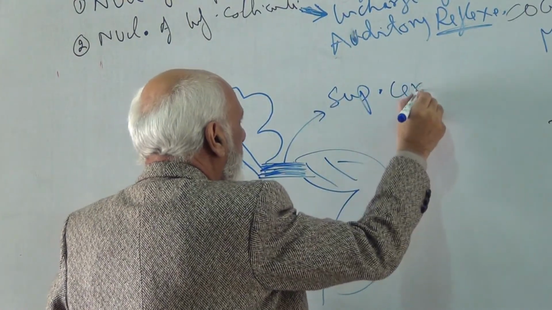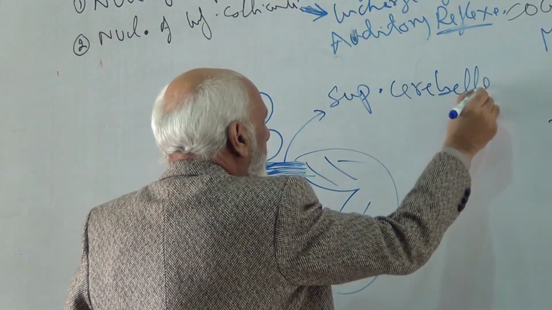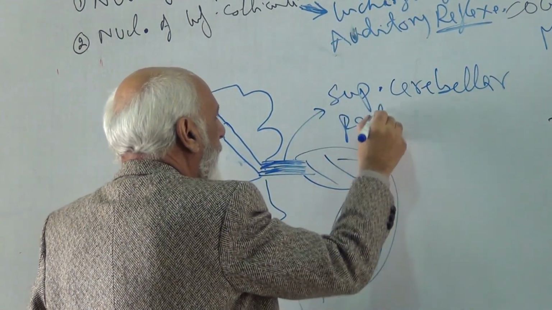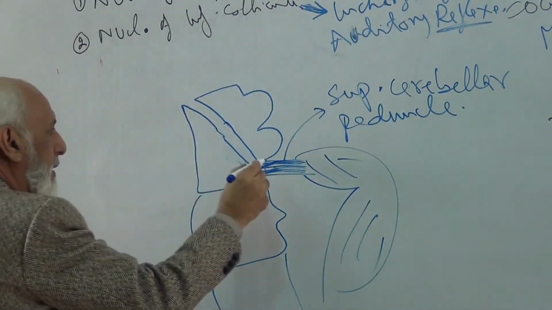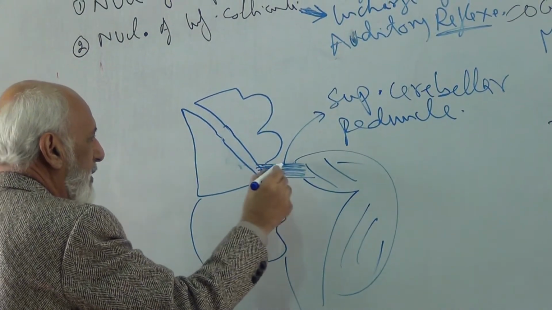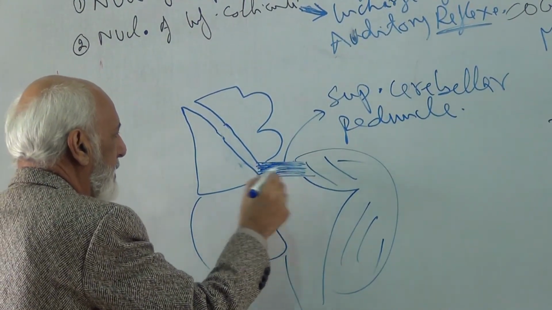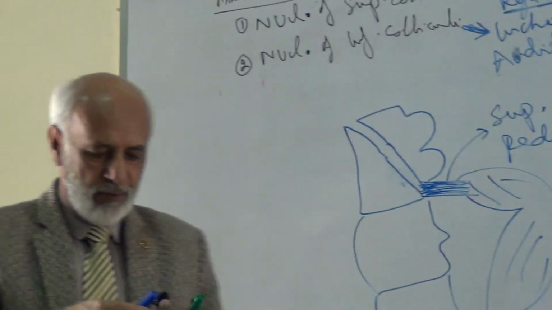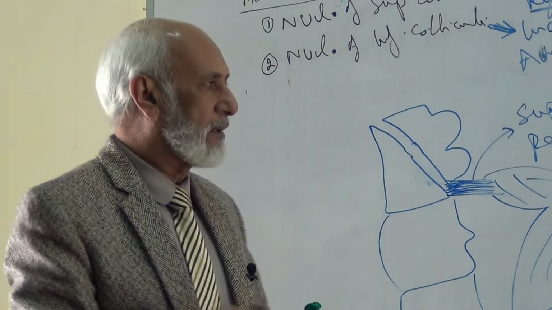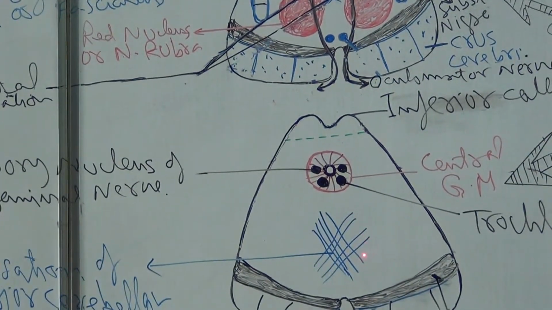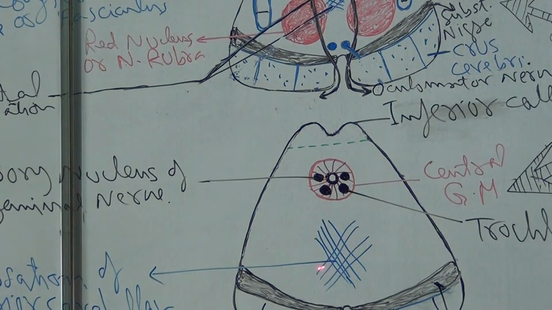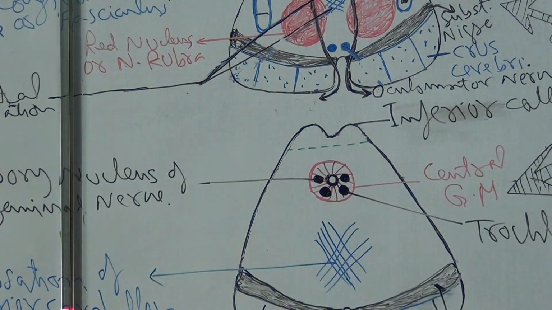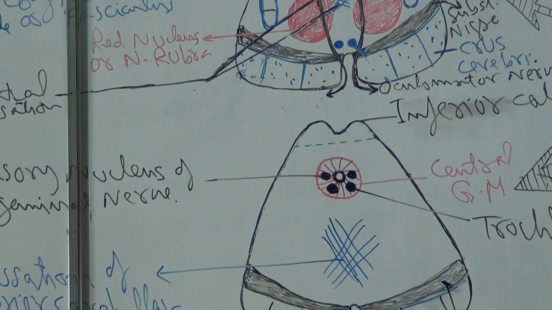Superior cerebellar peduncle. The right and left superior cerebellar peduncles enter the midbrain below the inferior colliculus, and inside the midbrain the fibers of the right and left superior cerebellar peduncles cross each other. So this is the decussation of the superior cerebellar peduncle.